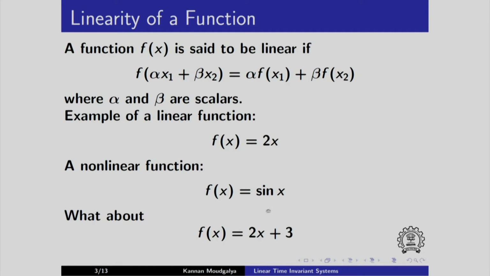What about this, 2x plus 3? You can verify that it is not linear. You will have to try this out. Basically on the left hand side you will get only 3, whereas on the right hand side you will get 6. This will produce a 3, this will produce another 3. So you will have 6 on this side, whereas you will have only 3 on this side. That is why these two are not equal and hence this function is not linear.